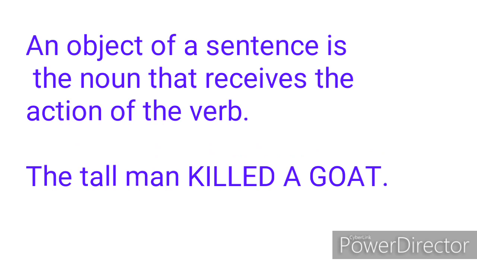Then if I say, the tall man killed a goat, and I underline a goat, then it is a noun phrase functioning as the object of the verb killed. An object of a sentence is the noun or noun phrase that receives the action of the verb. In the above example, a goat received the action of killing, and the initiator of the action is the tall man, which is also a noun phrase functioning as the subject of the verb killed.